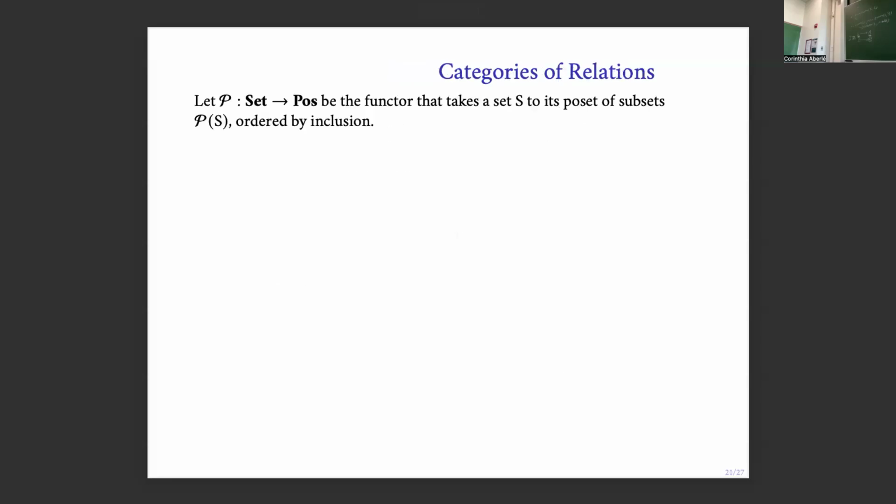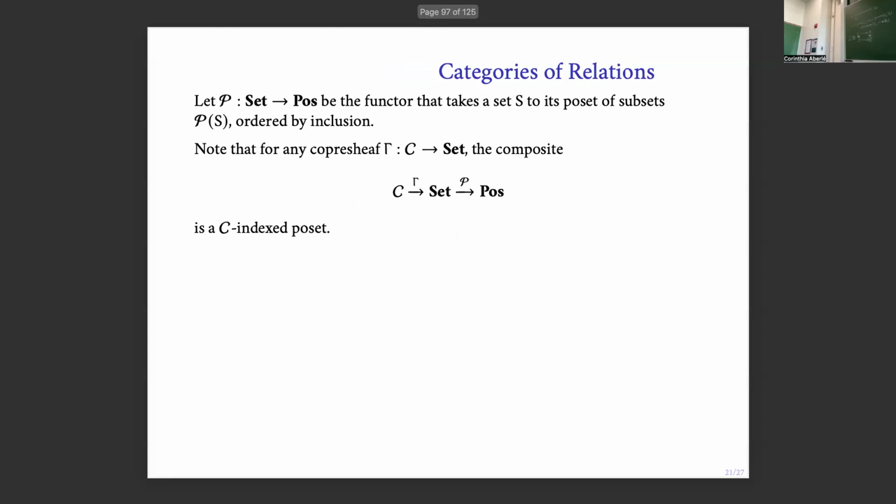And so now we can start building our categories of relations. So first of all, I'm going to say let P be the functor that takes a set S to its poset of subsets ordered by inclusion. And note that for any functor gamma from C to set, the composite of gamma with P is a C-indexed poset. Are you taking the direct image as the functoriality, or what's this one off of it?